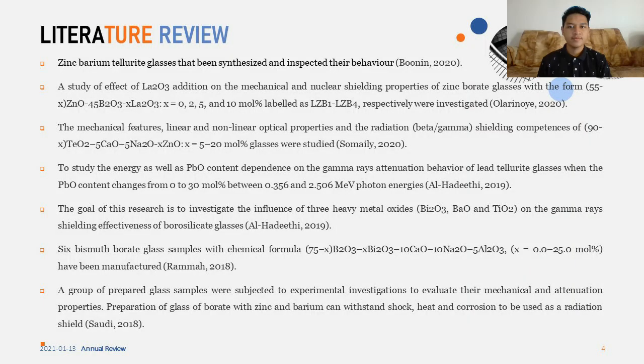Next, this is our literature review. As you can see, we have cited some journals or articles that we managed to find using the online database Scopus.